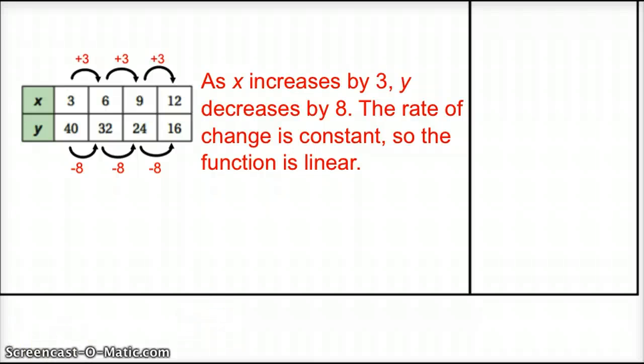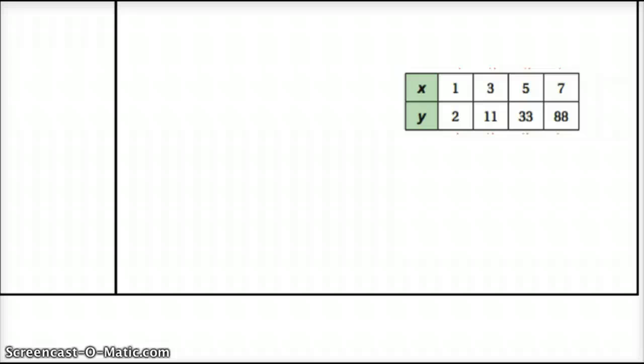Now you can look at the right side of this tab. So here we have another table. Let's see if the rate of change in this table is constant. So from 1 to 3, we're adding 2. From 3 to 5, we're adding 2. And from 5 to 7, we're adding 2. So our rate of change in our x values is constant. Now let's check our y values. From 2 to 11, we're adding 9. But then from 11 to 33, we're adding 22. And from 33 to 88, we're adding 55.